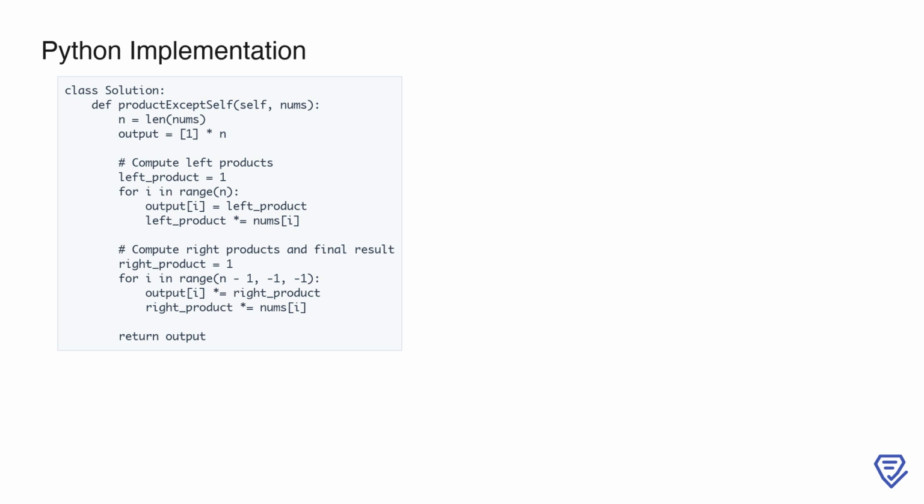4. Return. Finally, the output array is returned as the result. This approach avoids using extra space for additional arrays, as we reuse the output array, and achieves optimal time complexity. The algorithm effectively calculates the left and right products in two separate passes, ensuring correctness and efficiency.